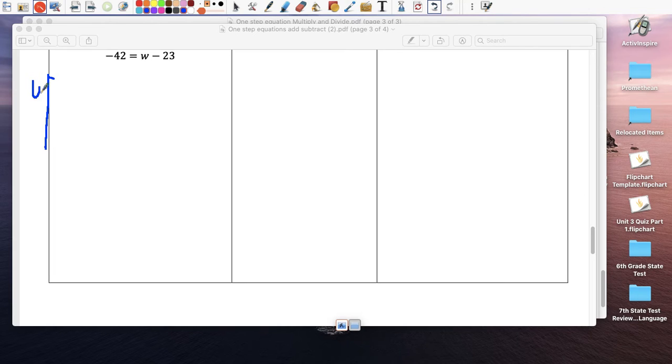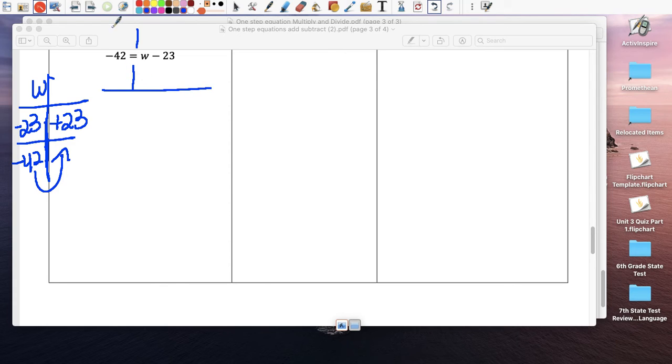My variable is W, and I'm subtracting 23, and that gives me negative 42. Over here, I'm going to add 23 to both sides, left and right, so plus 23, plus 23. Minus 23 and plus 23 is 0, so I only have W left over. Negative 42 plus 23 is going to be negative 19.